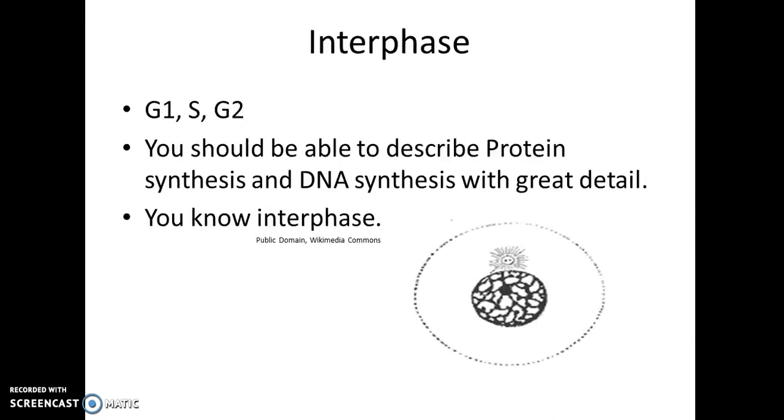So my job is to go through the different phases of the cell cycle and for you to draw the pictures down. So the first phase is interphase. And interphase is G1, S, G2. Now you should be able to describe protein and DNA synthesis with great detail, and I'm sure you will have to do it shortly. So you should know interphase. Now you're going to draw a picture of the cell here, and this is the nucleus, and that's the nucleolus, and you're going to label it interphase. So do that now. If you need to, hit pause.